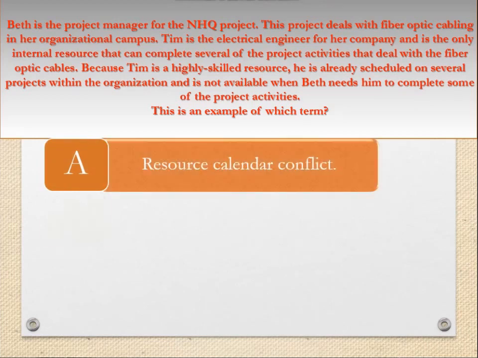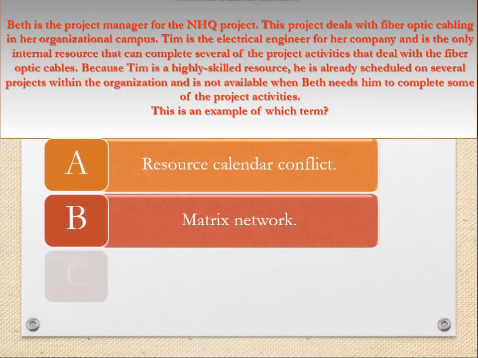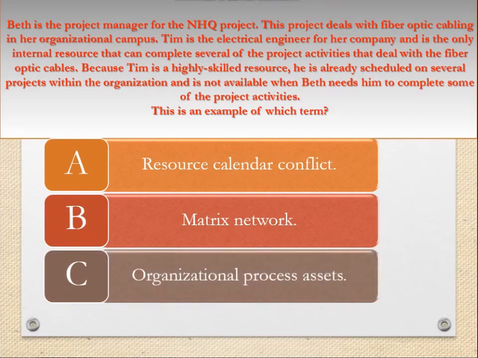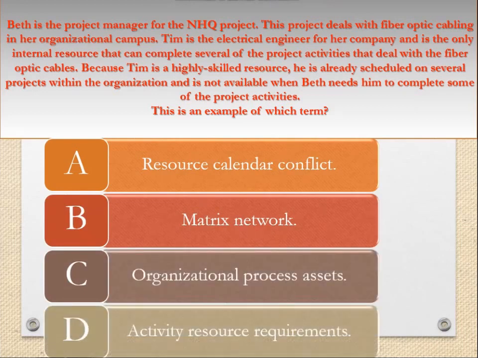This is an example of which term: A. Resource calendar conflict. B. Matrix network. C. Organizational process assets. D. Activity resource requirements.